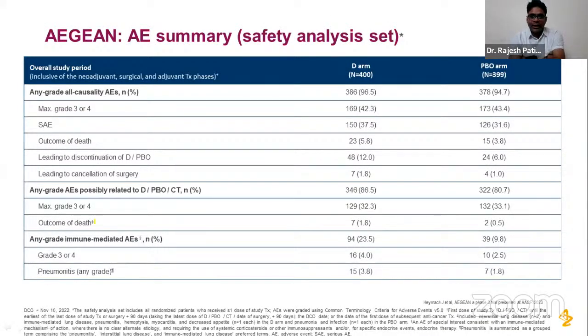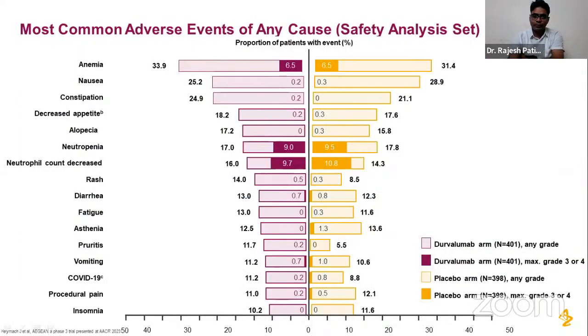If we see the side effect summary, we know that these immunotherapies are quite well tolerated drugs, like any other drug. The only side effects of concern are immune mediated adverse events. In the durvalumab arm, grade 3, grade 4 adverse events were seen in 4% of the patients compared to 2.5% in the placebo arm, and pneumonitis of any grade was seen in around 4% in the durvalumab arm compared to only 2% in the placebo arm.